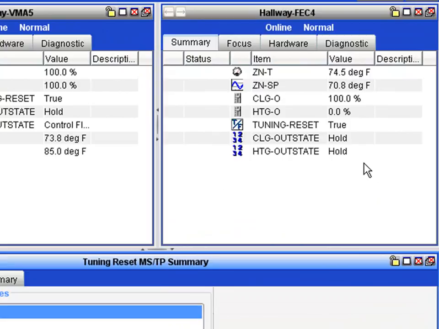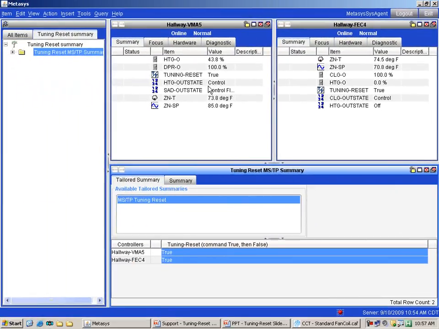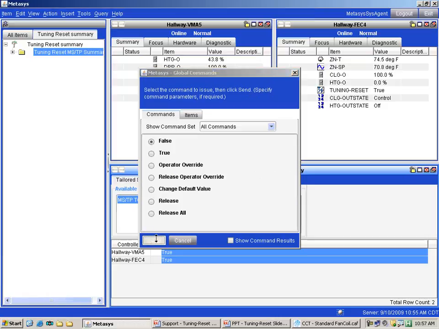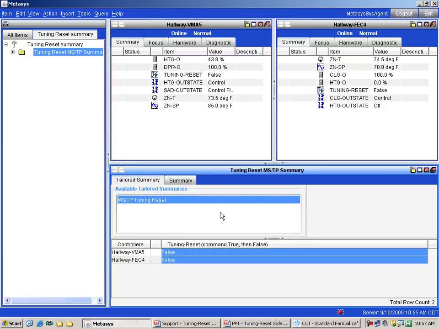And when they're done, you can see now that the cooling out state went back to control and heating out state went to off, which indicates that the tuning procedure has actually occurred. And the same actually happened over in the VMA. I just did not point that out. Also, you'll notice that my tuning reset command is still true for this tuning reset point. So I should come back, highlight these two again, do another command, and make them false. That way I'm all set in case I need to send this command again in the future.